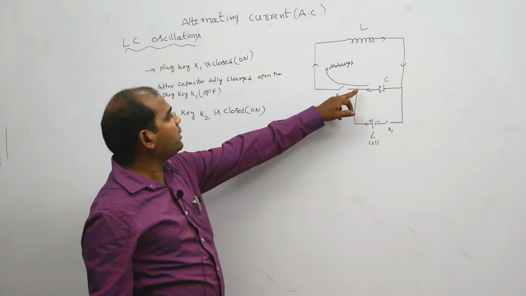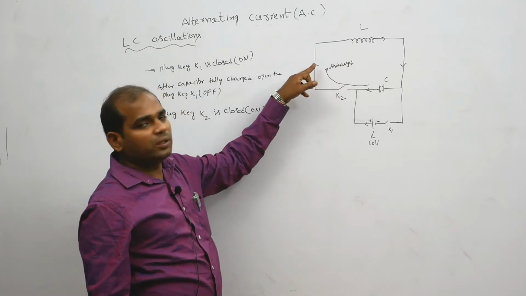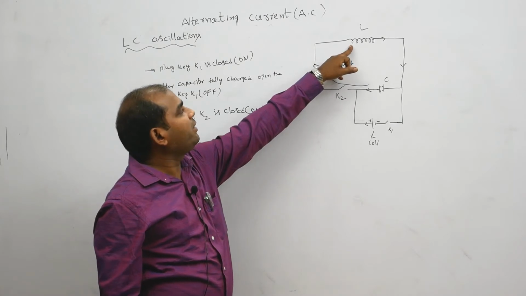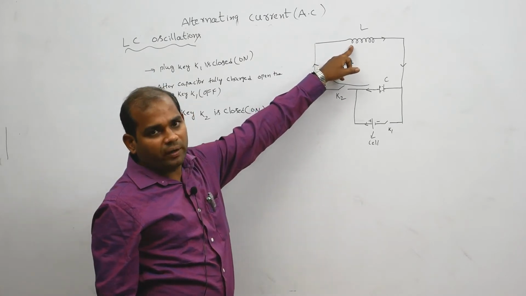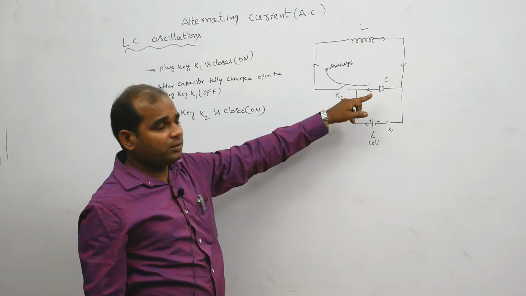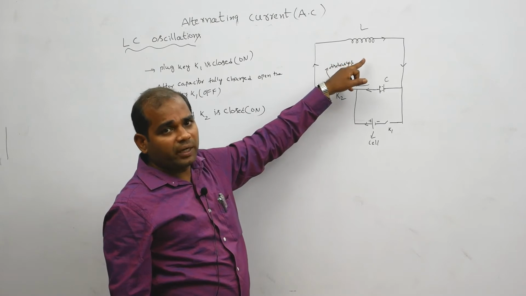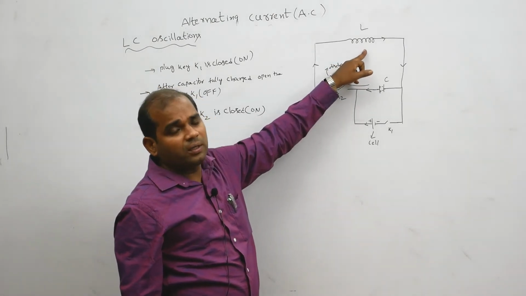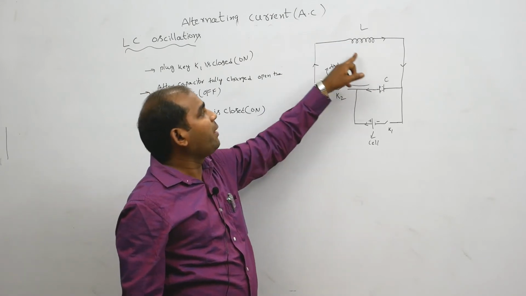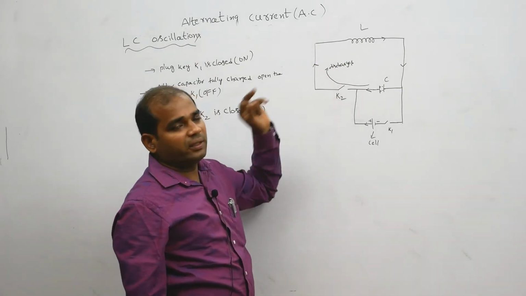So while the capacitor is getting discharged, the current flows in the circuit and gradually increases. The moment the current is increasing, the magnetic flux associated with this inductor coil is also increasing. When the magnetic flux associated with the coil is increasing, a back EMF is produced. The back EMF opposes the growth of current in the circuit.